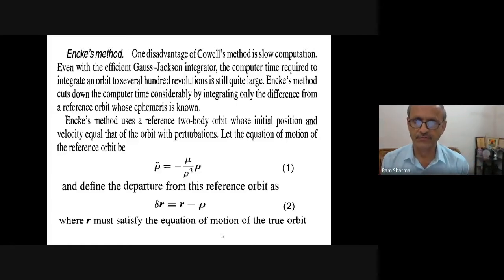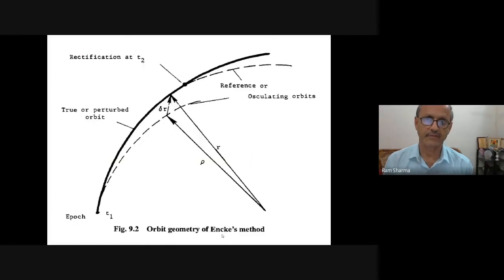So the first equation is the two-body equation: rho double dot is equal to minus mu by rho cube times rho, and then delta R is taken. So when you have the actual orbit, R minus rho gives delta R, as you can see in the figure. Rho is the two-body orbit at any time t1, and then the actual orbit is there. Then you find delta R. This is done periodically. This change is found, and that's how he reduced the calculation.